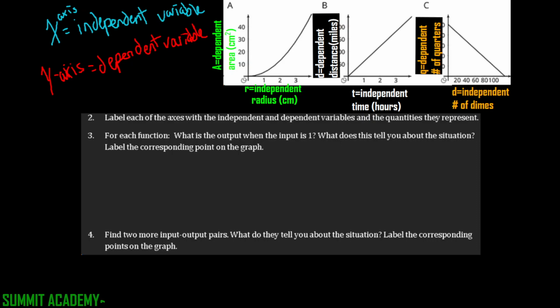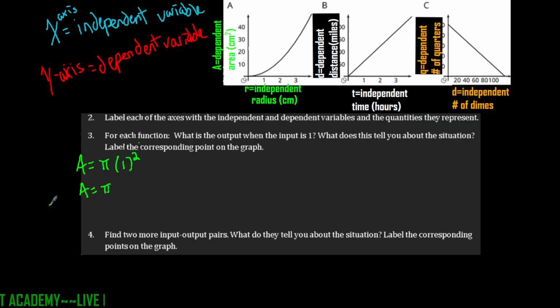It says for each function, what is the output when the input is 1? So we need to plug 1 into each of those equations. It says what does it tell you about those situations? And we can label those points on the graph. So for this first one, the area of the circle, if we plug it in, a equals pi times the radius, which is 1, squared, which is just equal to 1 pi.